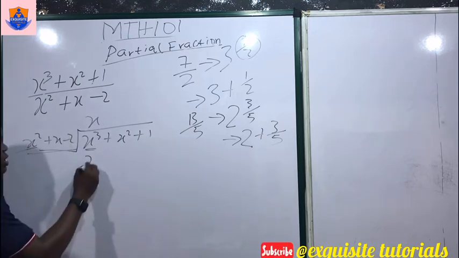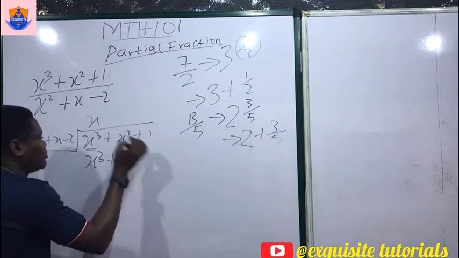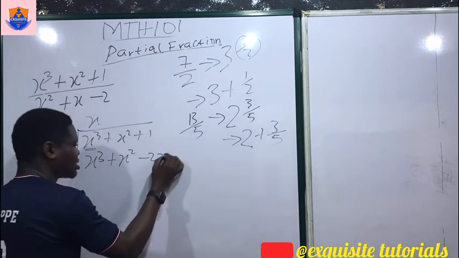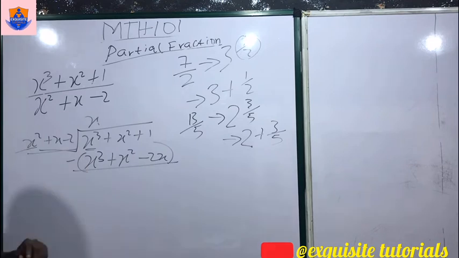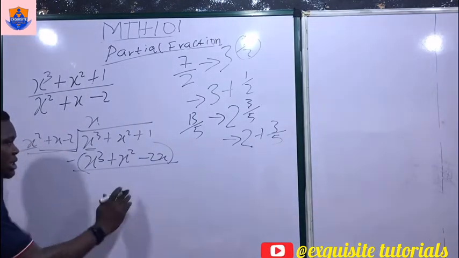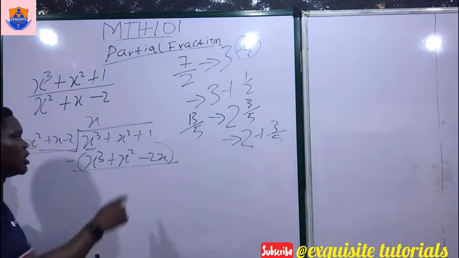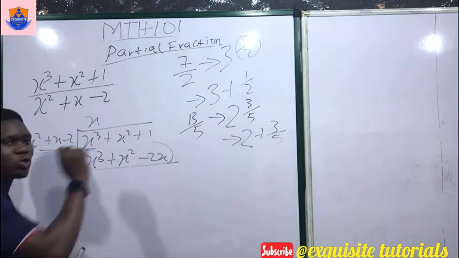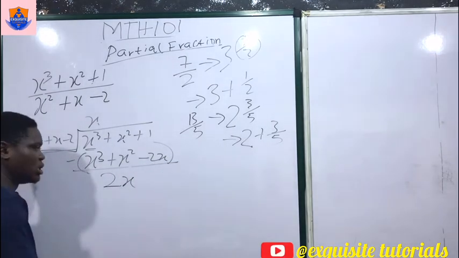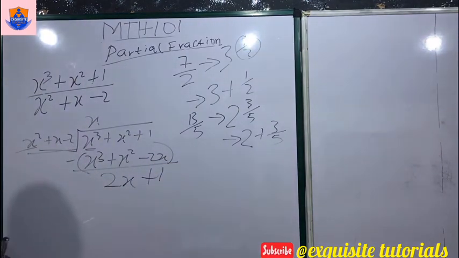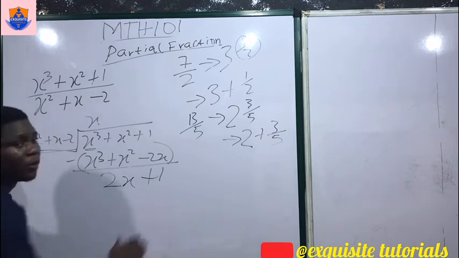x times x squared is x cubed. x times x is plus x squared. x times this is minus 2x. So we have this. Now we can subtract them. x cubed minus x cubed is 0, so no need to write it. x squared minus x squared is also 0. There's nothing that has x here, so let's do 0x minus 2x, that's plus 2x. Then we are left with a constant, 1 minus nothing, so we repeat the 1. Basically, we are done for this, because 2x divided by x squared will be 1 over x. So let's stop here.